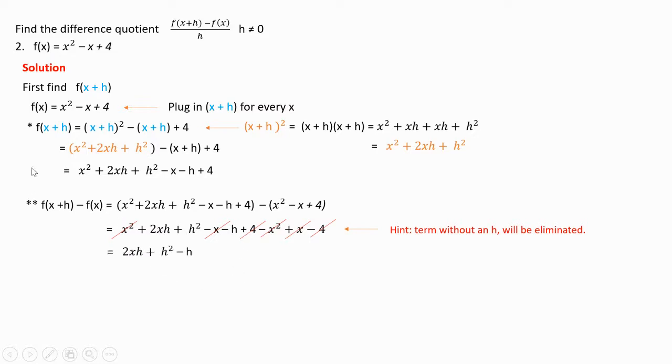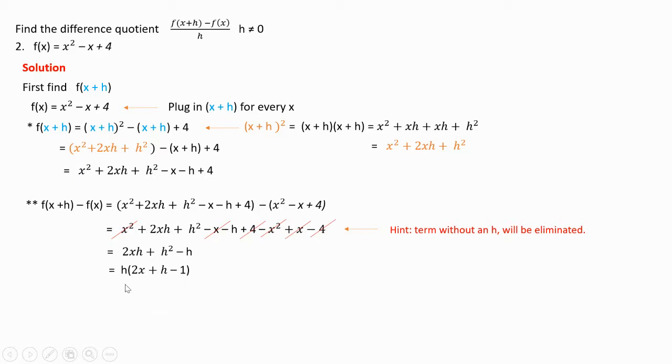Now, this is the top portion of the difference quotient, f of x plus h minus f of x. Now, I'm going to factor out an h, right? Because they have a common h. So if I take out an h, I'm left with 2x plus h minus 1.